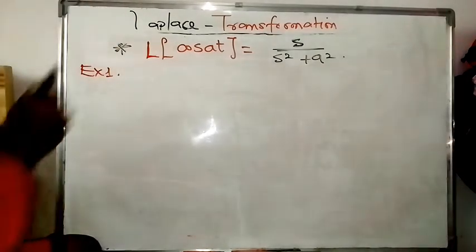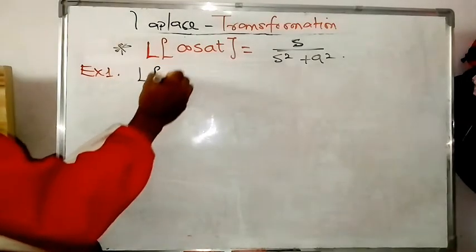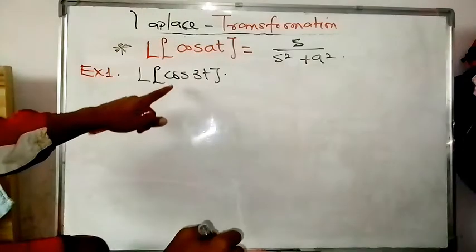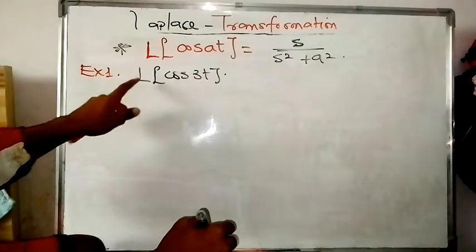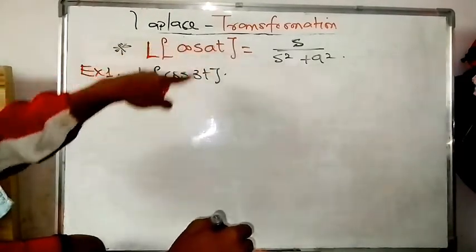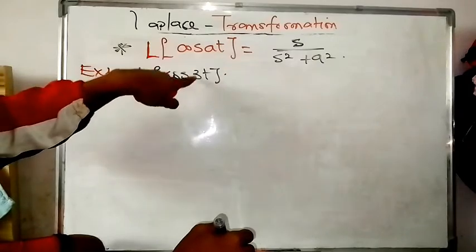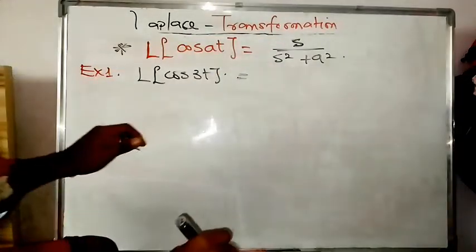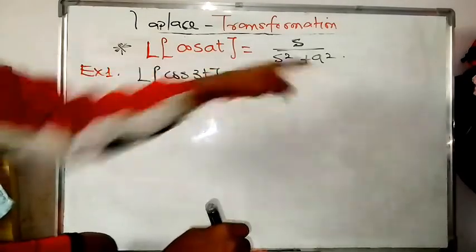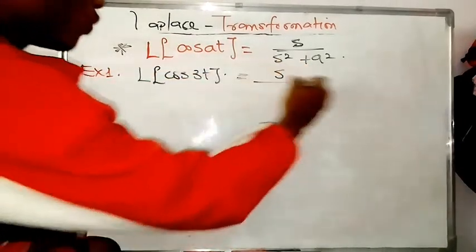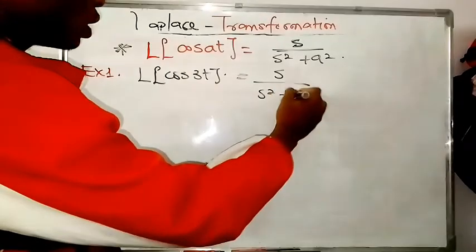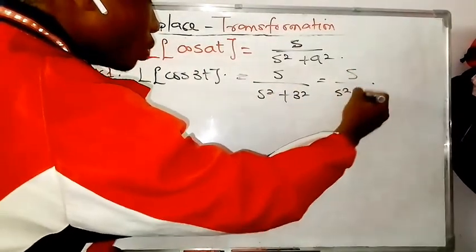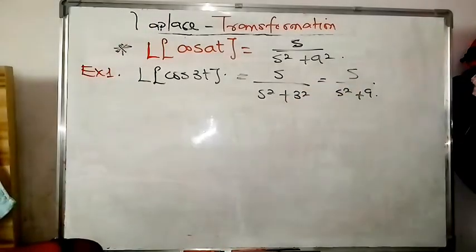Find the Laplace of cos 3t. Very simple. If I compare these two, I can see that my a is equal to 3. Putting this here, remember s doesn't have any value, only substituting a for 3. So this is s divided by s squared plus 3 squared, which is equal to s divided by s squared plus 9. So this is very easy.